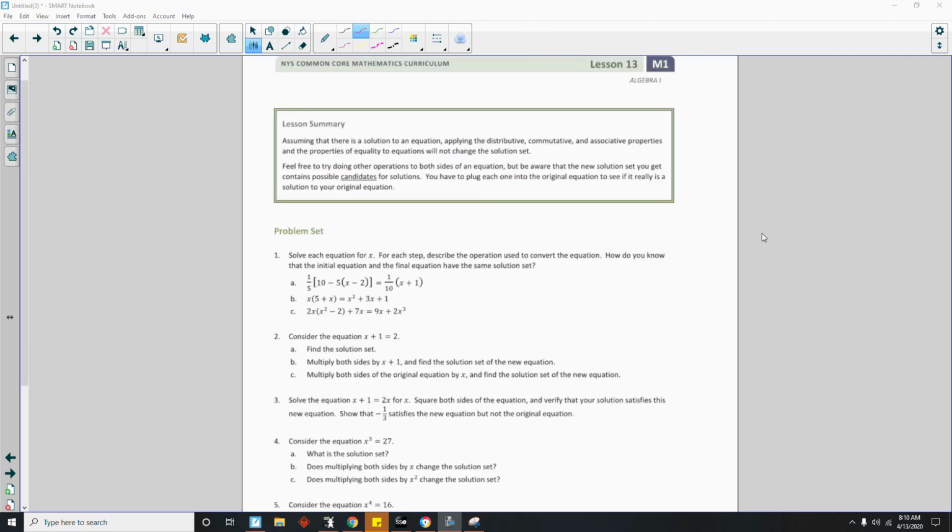Okay, page 6 brings us to the end of lesson 13. Review the lesson summary and go do your problem set.